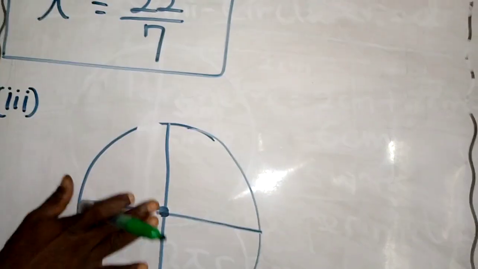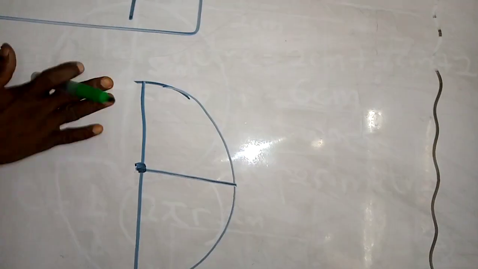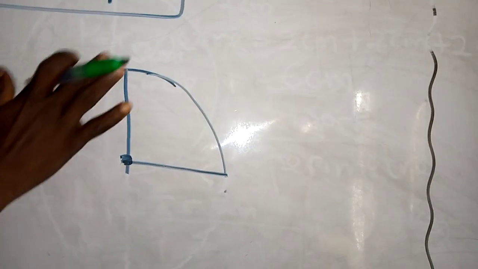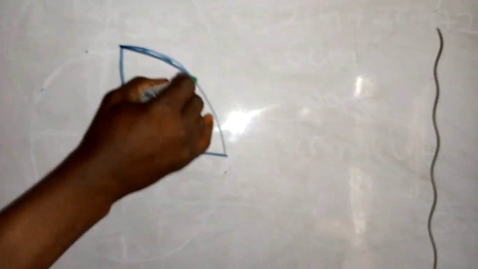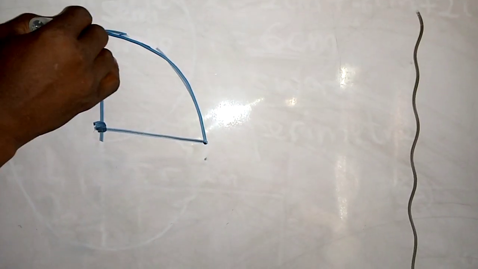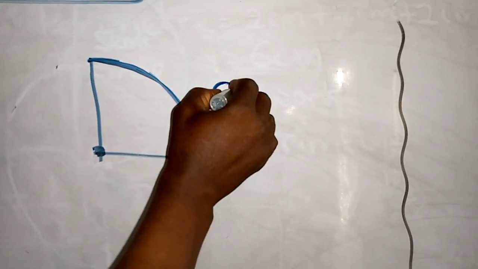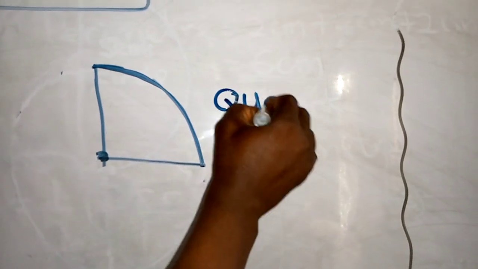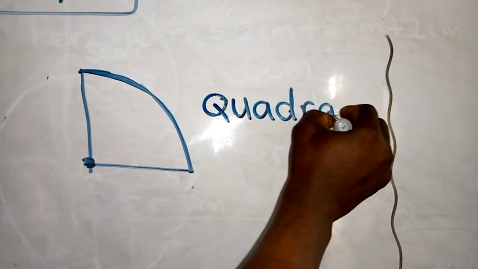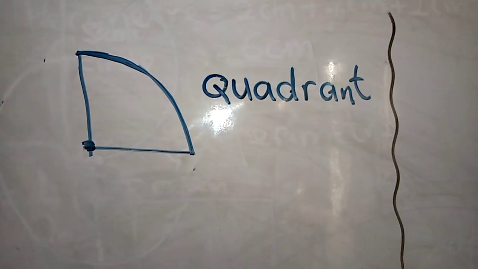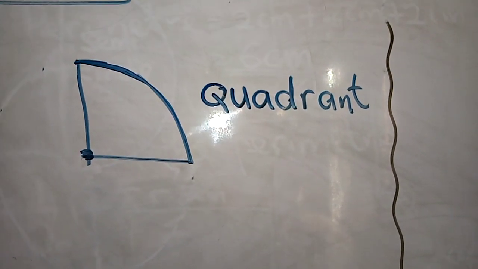Let us now clean this side away. This half circle. The half of the half circle is called what? What do you call this? This is not a full circle. It is not up to the half of a circle. The half of a circle is called what? It is called quadrant. This is quadrant. Quadrant simply means half of a circle.